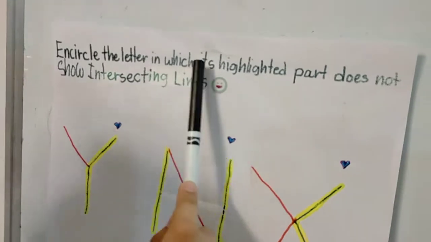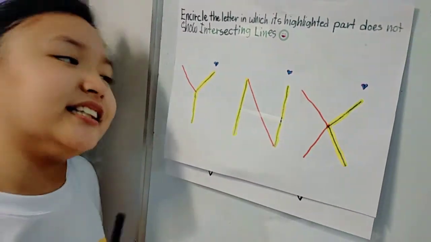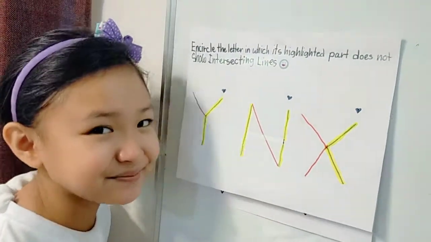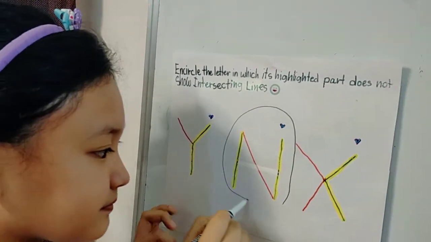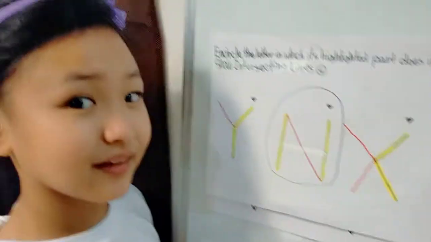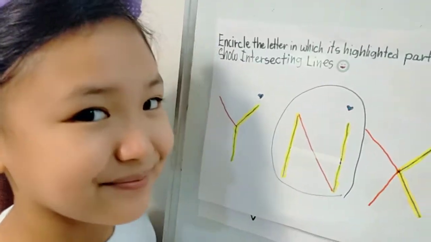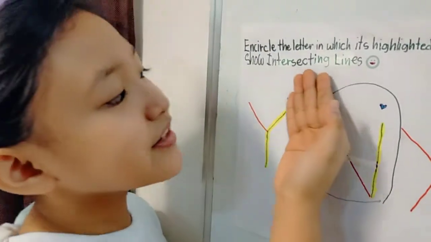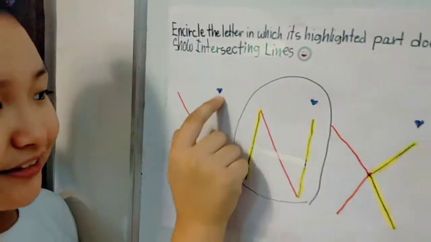Encircle the letter which its highlighted part does not show intersecting lines. So let's see. Did you make your answer? The right answer is N. Because it is a parallel line, they do not intersect. The two highlighted lines in N are the parallel lines. They do not intersect. Therefore, the letters that show intersecting lines are Y and X. Look, the highlighted part is intersecting.